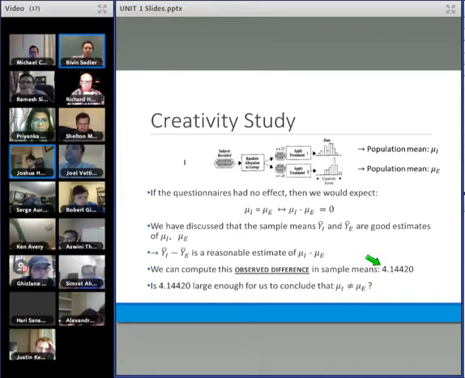So is that big enough? I don't know. How variable are those samples? Is 4.144 likely to happen by chance? And I can't underline that enough. All we're going to do in these studies is say, let's assume that there is no difference.